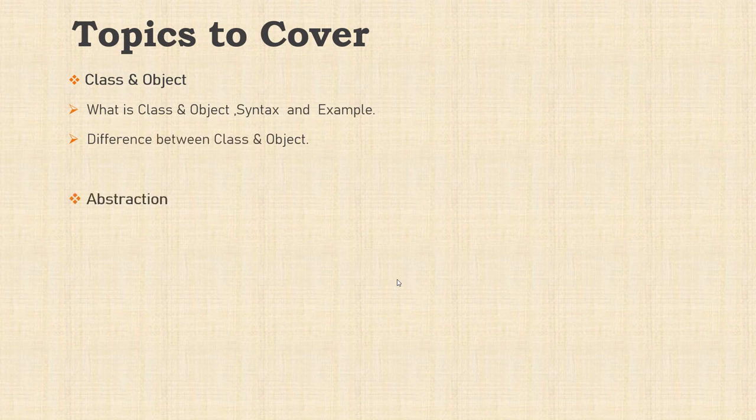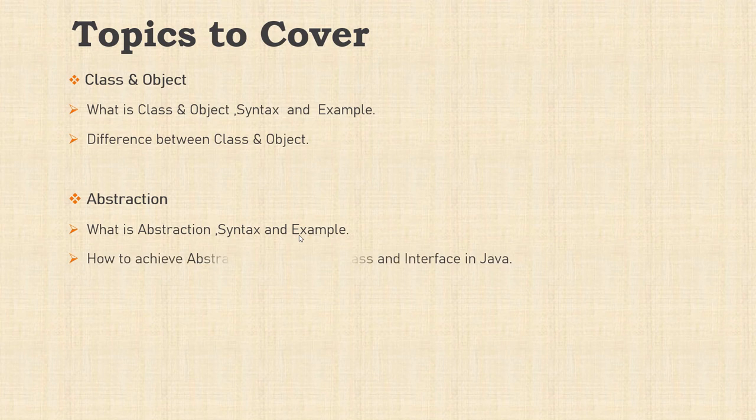We are going to cover class and object. In class and object we will cover what is class, what is object, the syntax of class and object with example, and the difference between class and object. In abstraction we will cover what is abstraction, syntax, and example, and how to achieve abstraction by class and by interface. With the help of the abstract class and with the help of the interface, we can achieve abstraction.